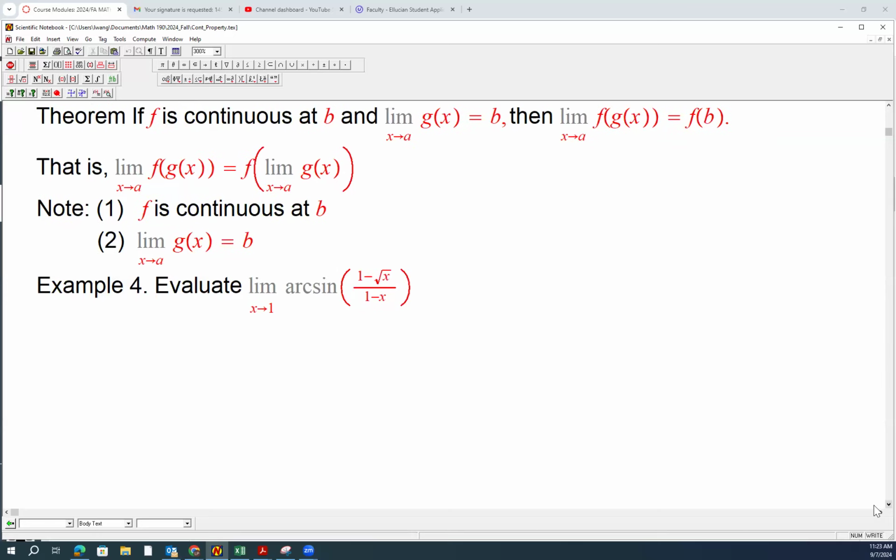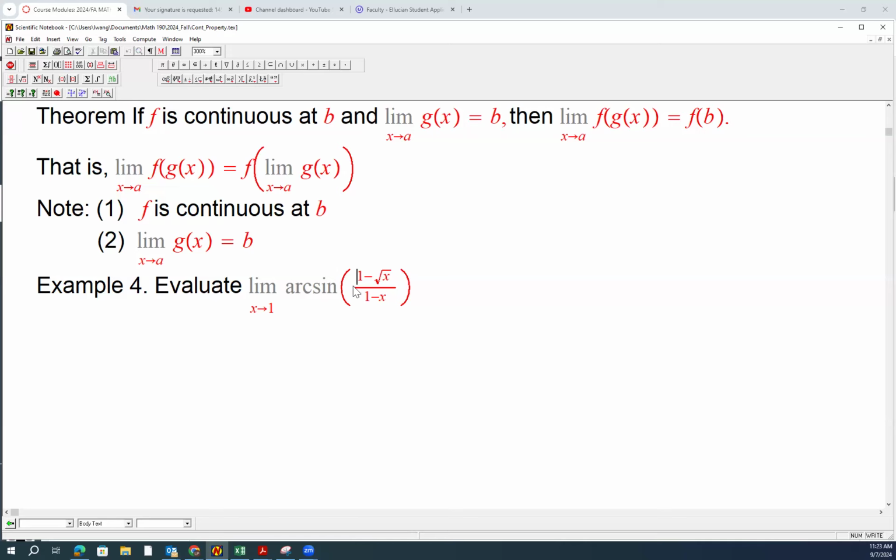All right, we have this theorem available to us. Now, we know the arcsine function is a continuous function in its domain, and x approaches 1.